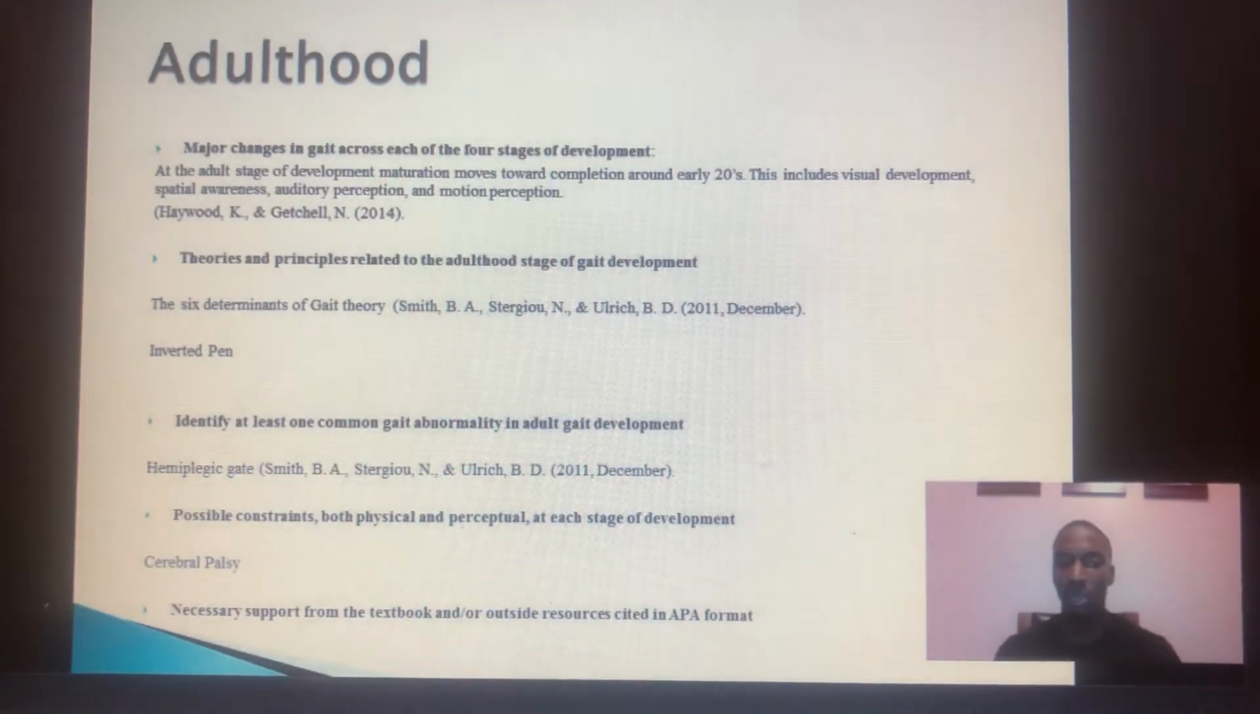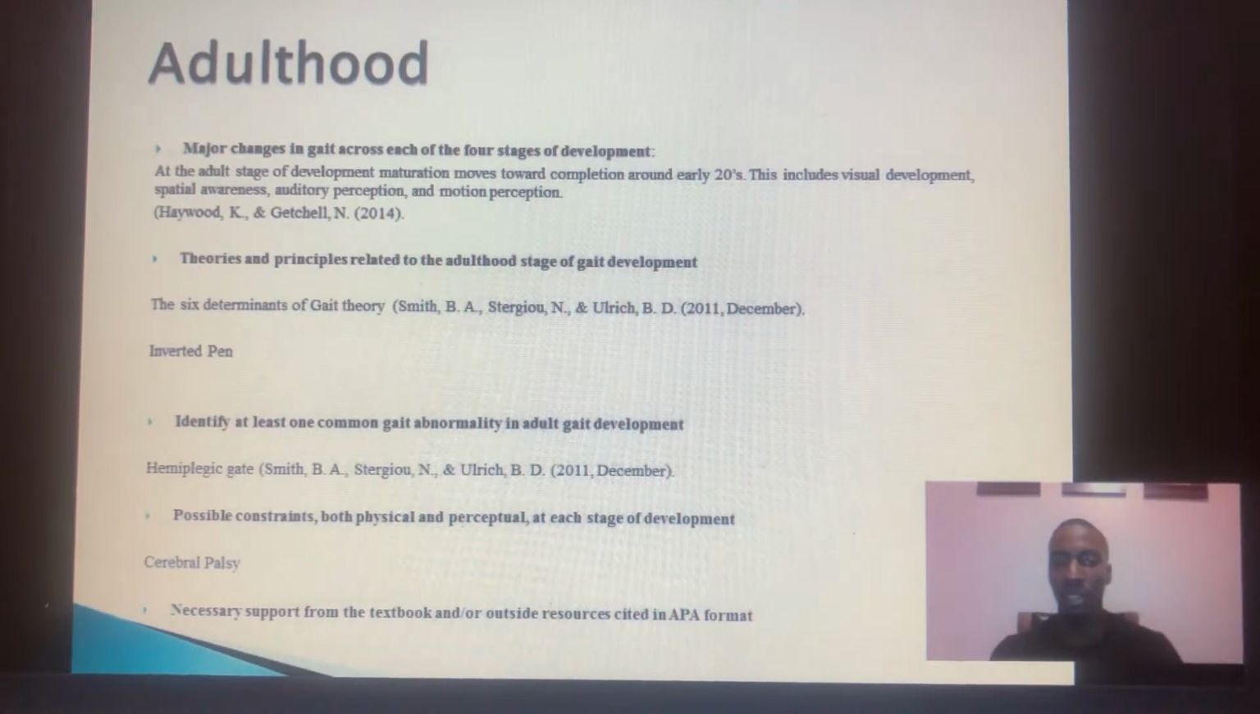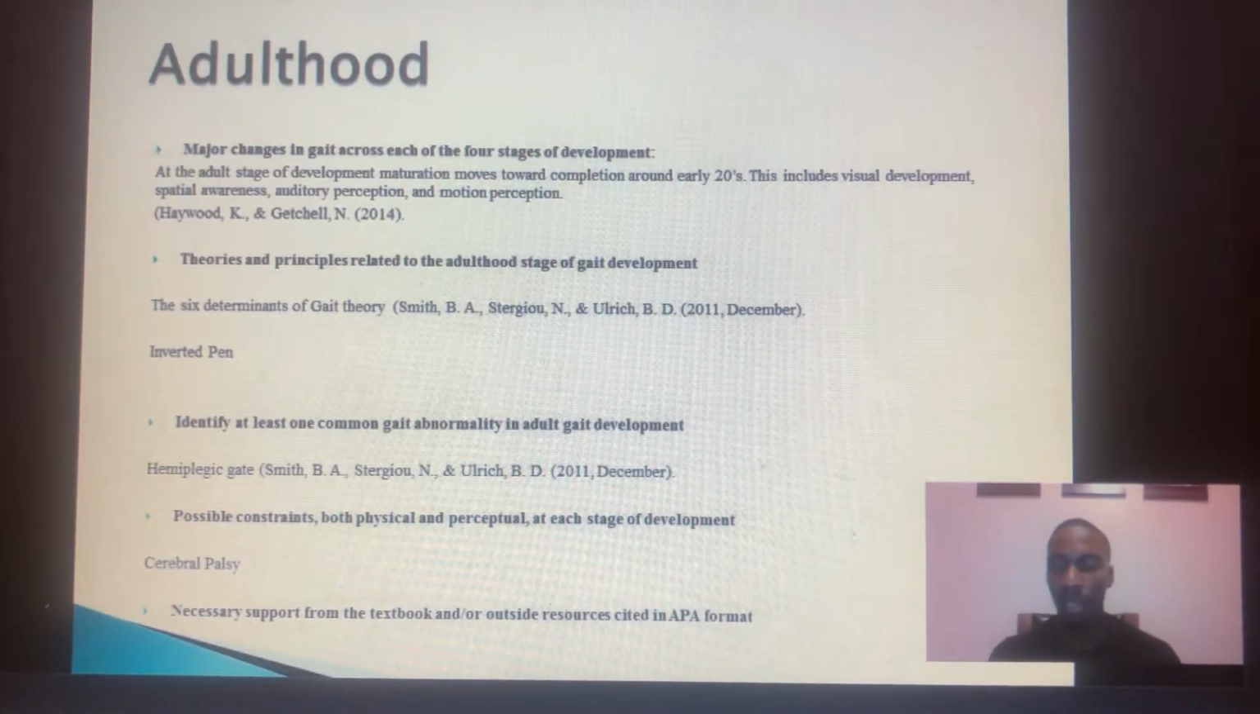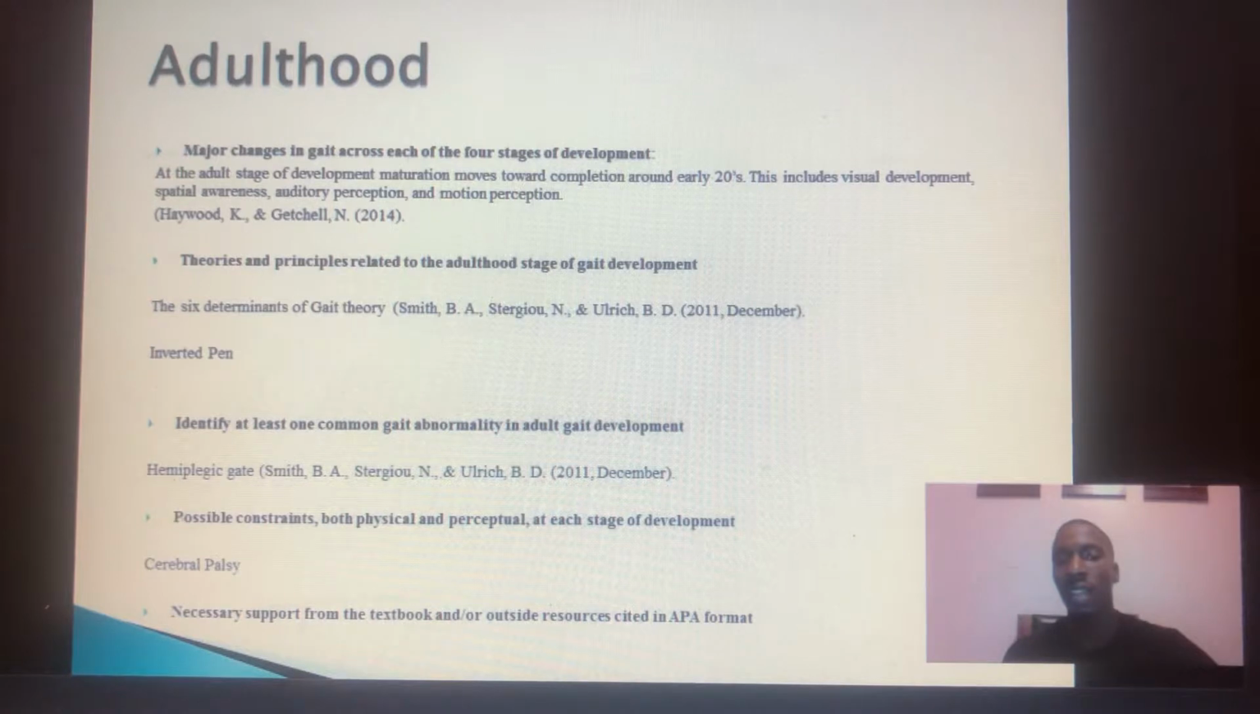And some possible constraints, both physical and perceptual, would be cerebral palsy. So if you were somebody with cerebral palsy, you would have some possible constraints, as well as some strength issues or some balance issues, or maybe an injury that might stop you as well.